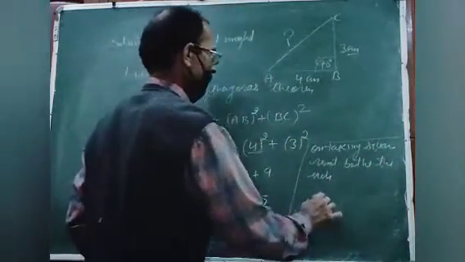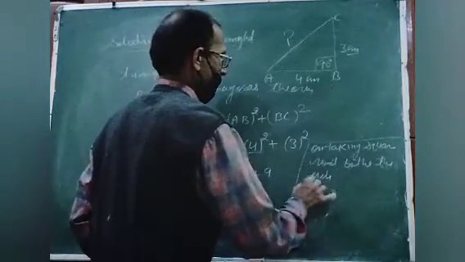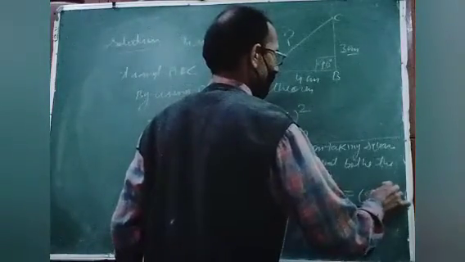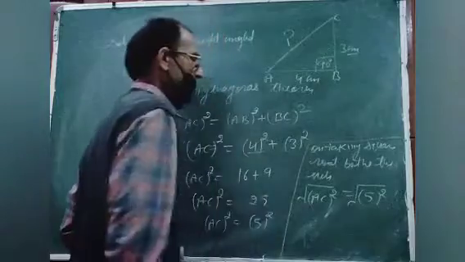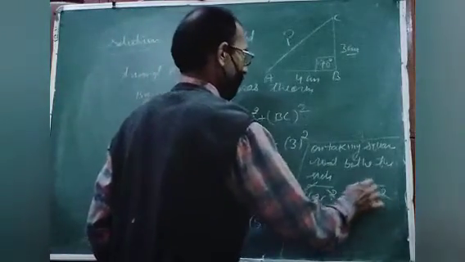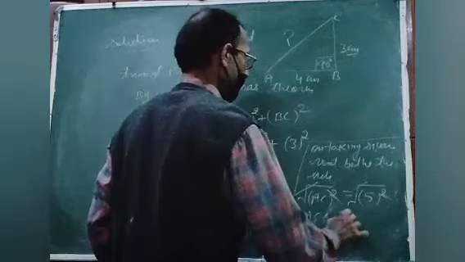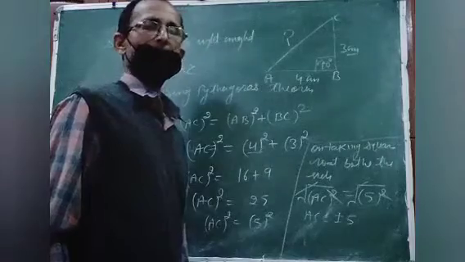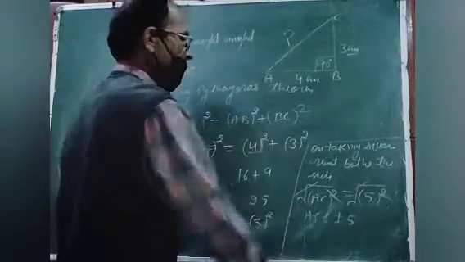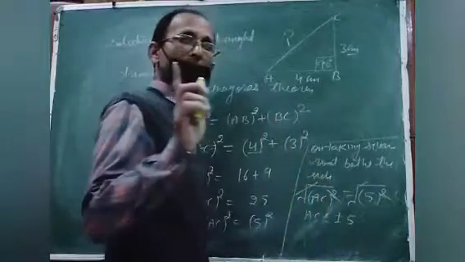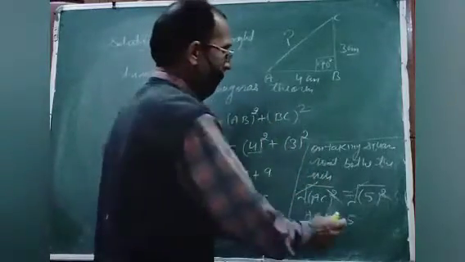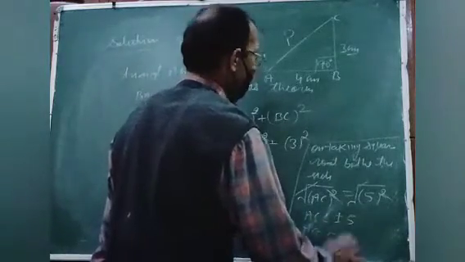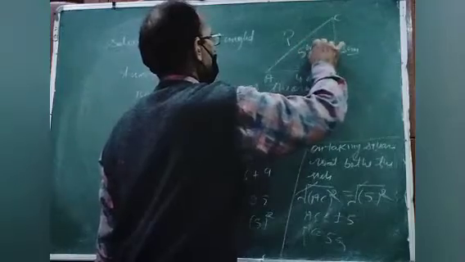So AC square, and on the other side 5 square. Square cancels with square root. So AC is equal to plus minus 5. When you take the square root on both sides, the answer is always plus minus. But the side of a triangle can't be negative, that's why we will neglect this. So AC is equal to 5 centimeters. So this side is 5 centimeters.